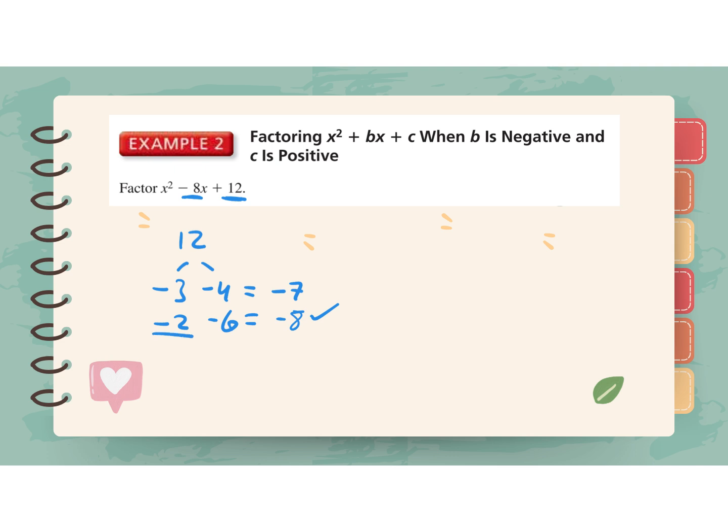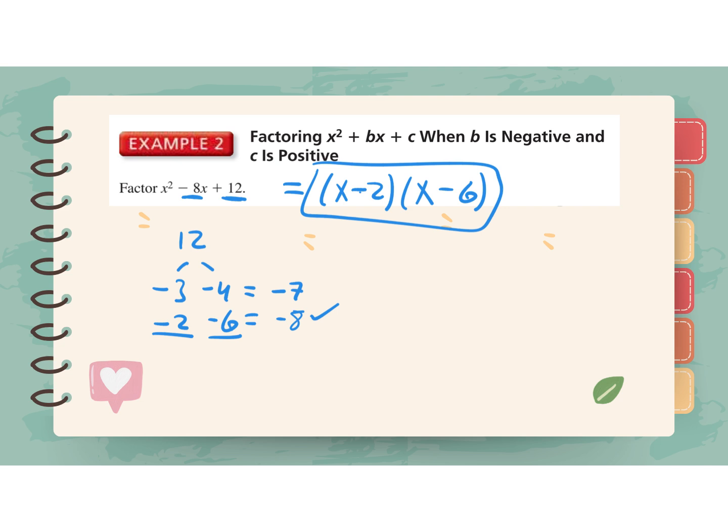So I know that negative 2 and negative 6 are going to show up in my final answer. So my answer is going to be x minus 2 times x minus 8. Or I'm sorry, x minus 6. All right, keep the sign with it, right? So if you got two negatives, then it should be minus those numbers. So x minus 2 and x minus 6.